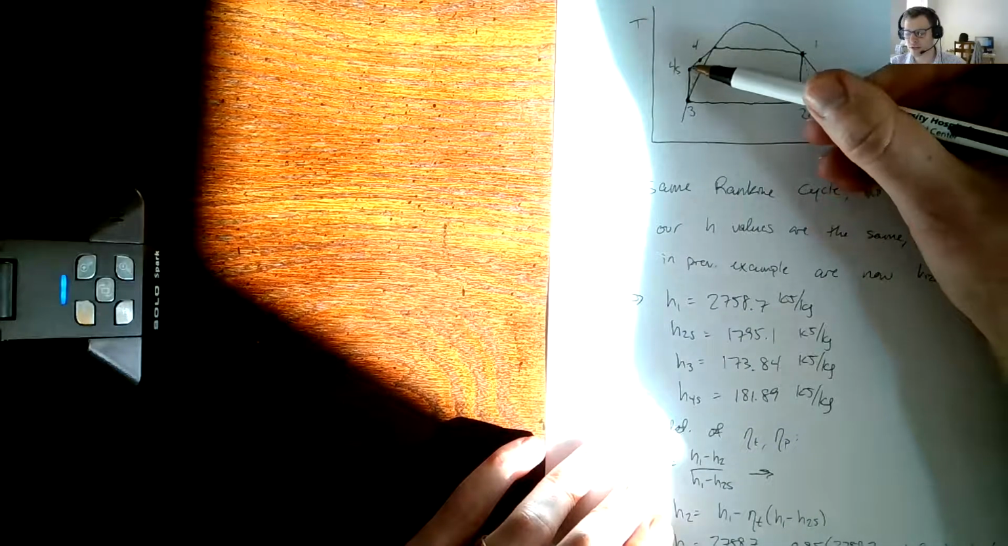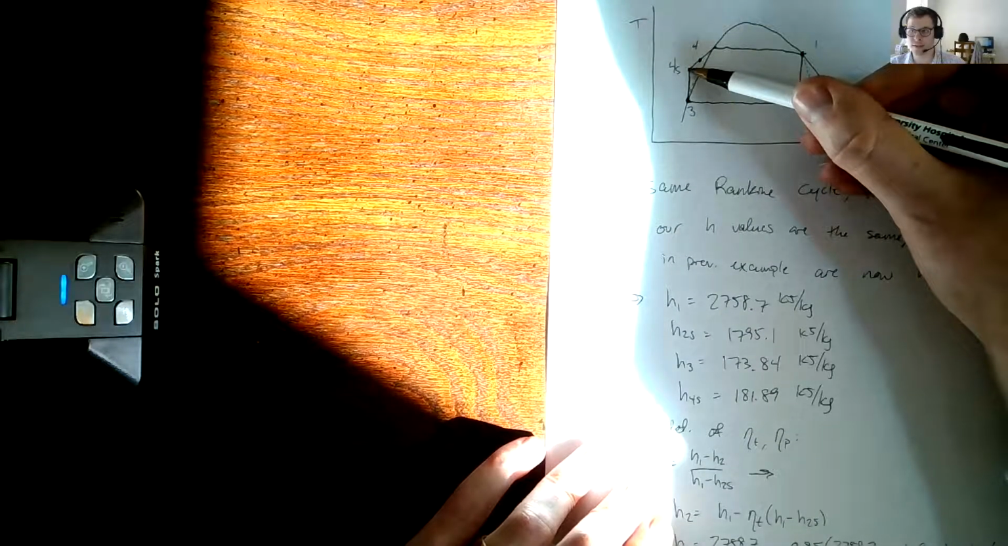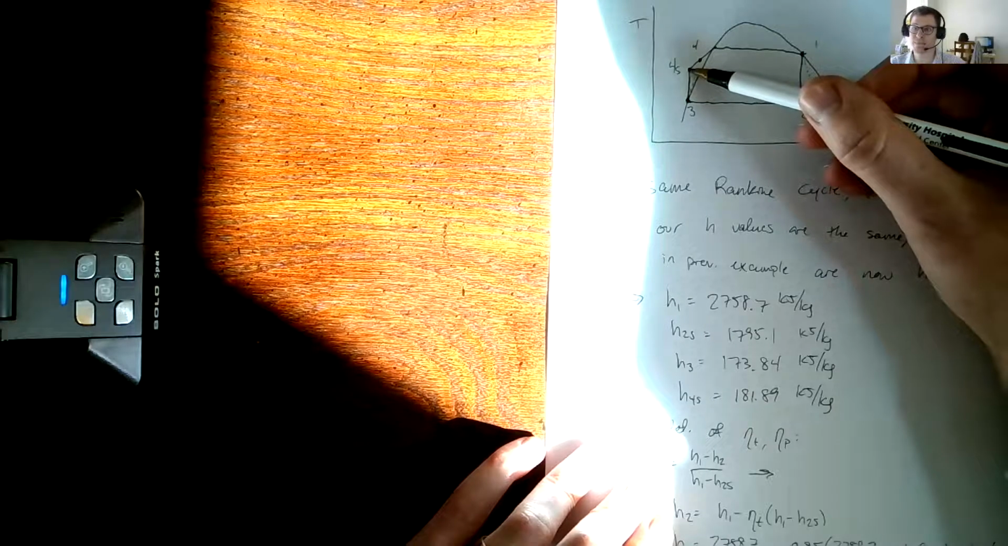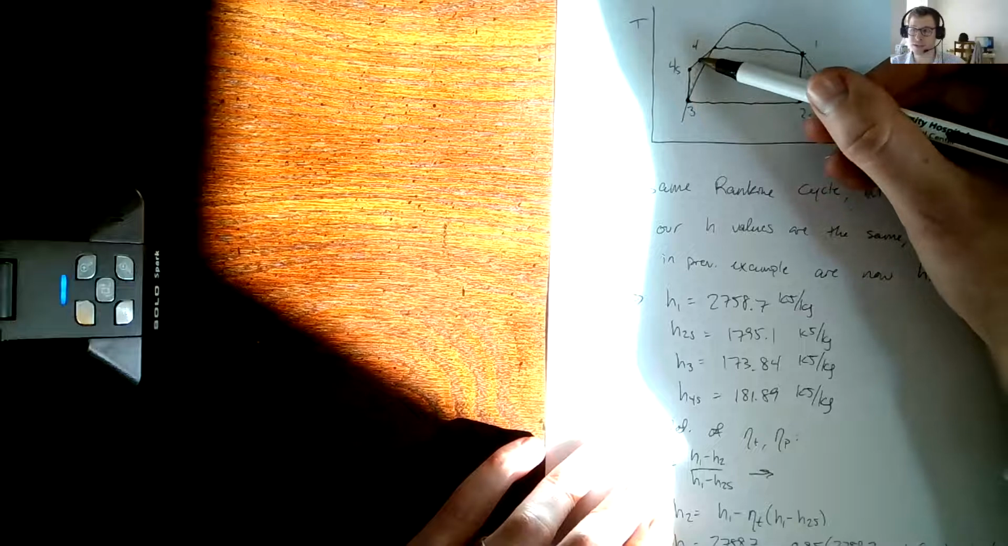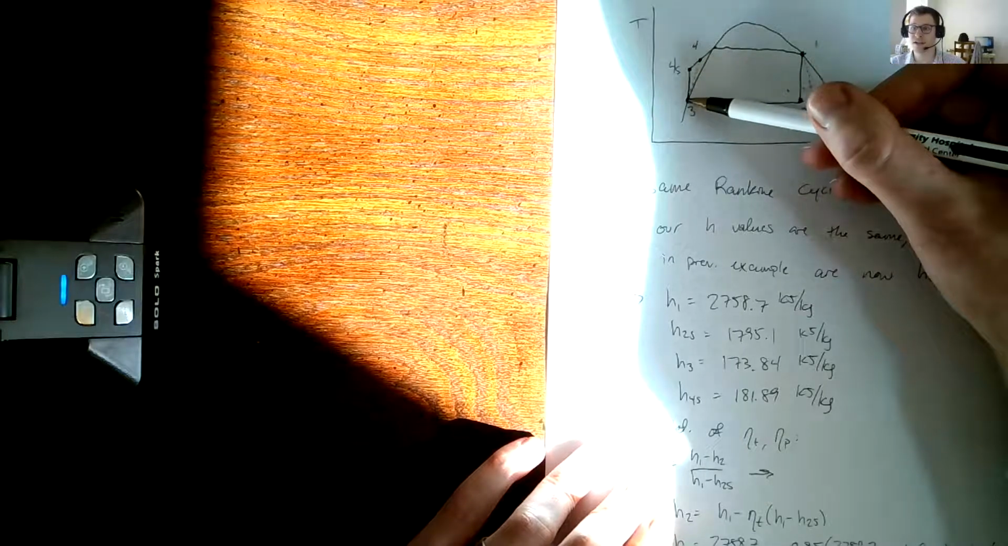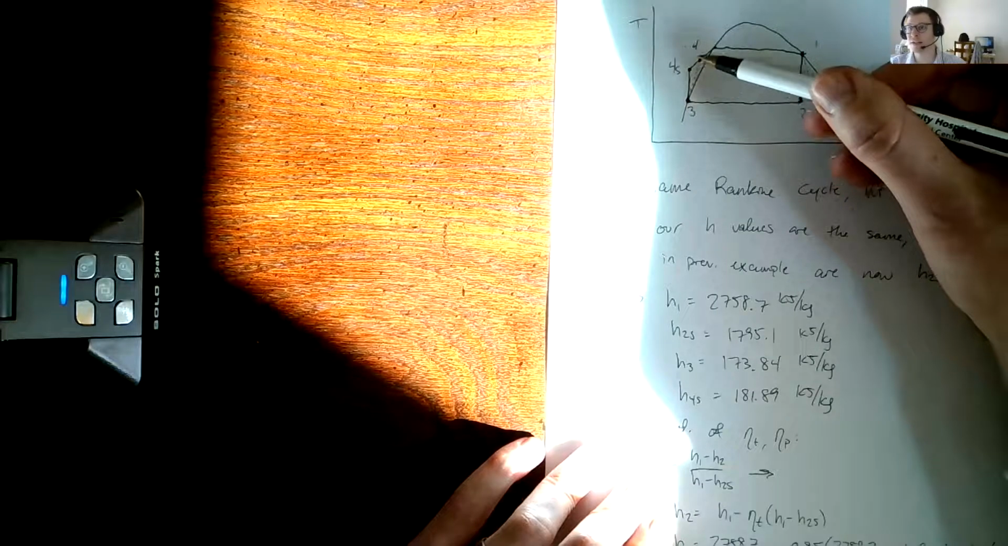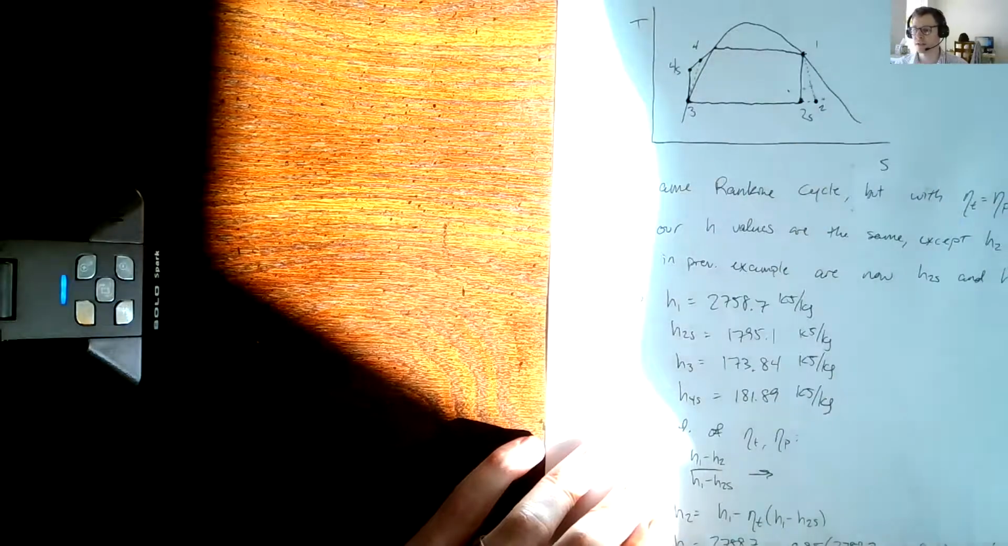Similarly with state 4 and 4S, 4S is a virtual state that doesn't exist. It's if the pump were isentropic. So we specify the exit pressure. It has the same exit pressure as the real state 4, the real exit state, but it's isentropic from the inlet. So it has the same entropy as state 3. Okay, so it's a vertical line on a TS diagram. And state 4 is the real state where the entropy is increased.